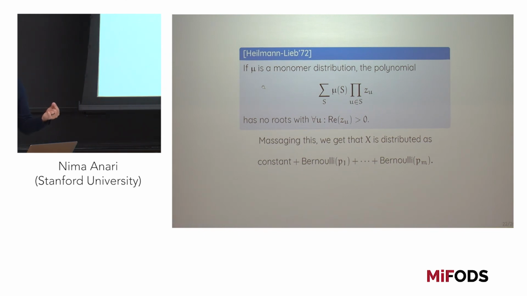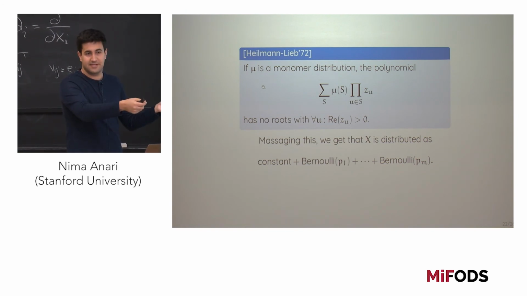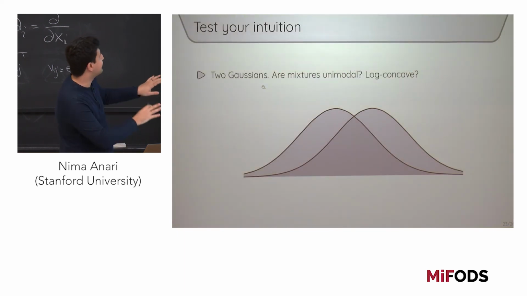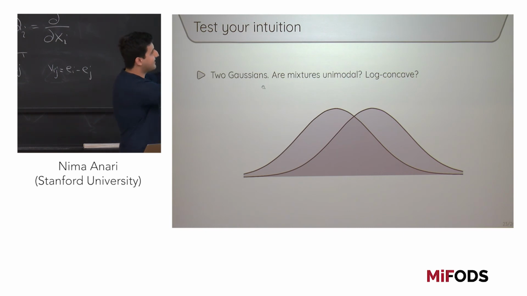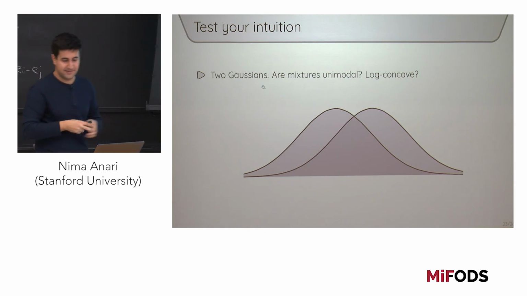So we have two distributions that are basically sums of Bernoullis. And any mixture of them is also a sum of Bernoullis. I want to show you that their expectations should be off by at most a constant. Okay. So if you didn't understand any of that, here is a test problem that you can think about.